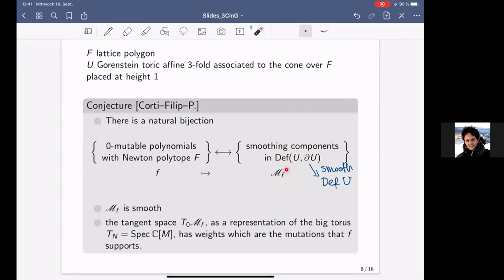And then I call MF the associated smoothing component of F. And then we also conjecture that this MF is smooth. We already know that it's generically smooth because, since it is a smoothing component, it means that at the general point, it is unobstructed.